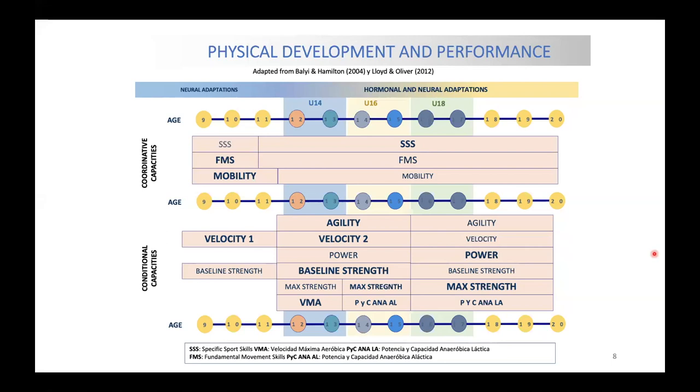So it's important to consider that in the first stages, we should be focused on mobility and fundamental movement skills, in coordinative capacities. In conditional capacities, I think the most important in these stages is velocity, okay? Reaction velocity or reaction speed, and not so much velocity in the movements or in the running, but yes, in the capacity of reacting fast, okay?